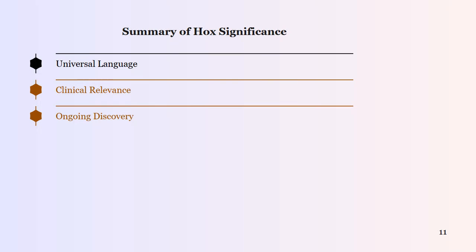11. Summary of Hox significance. Universal language. Hox genes represent a universal genetic language for animal form, shared across the vast majority of the animal kingdom. Clinical relevance. Mutations in these genes lead to severe congenital disabilities, but their study also offers paths to healing. Ongoing discovery. We are only beginning to understand how these genetic architects continue to build and maintain us every day.